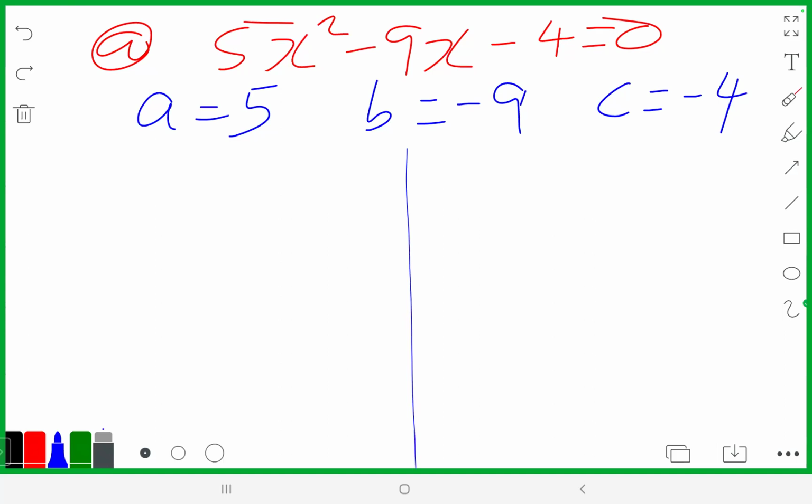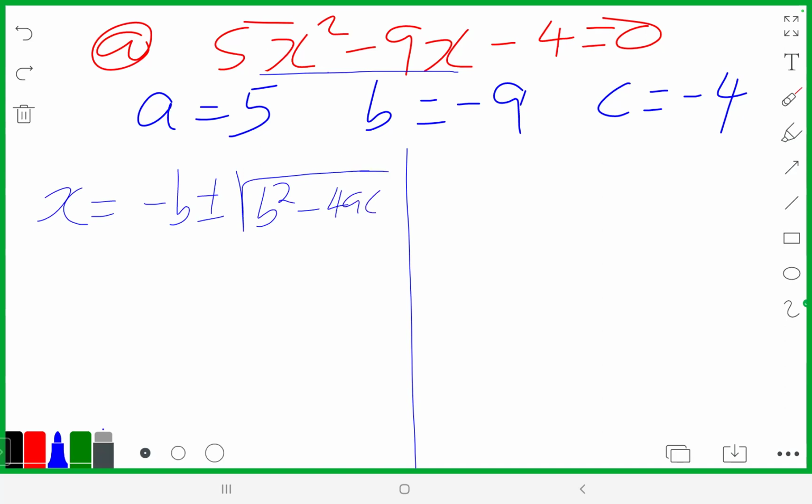So let's write the formula. Since the variable in the question is x, your formula starts with x is equal to -b plus or minus the square root of b squared minus 4ac, and everything divided by 2a. The next thing is to start substituting. You start with negative because there is the negative in the formula. It's negative b, and b is -9, so you have 2 negatives.